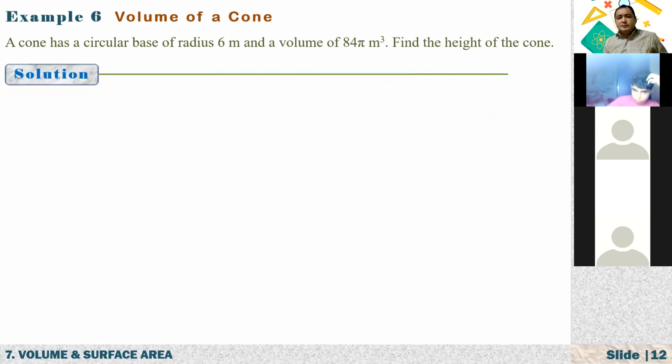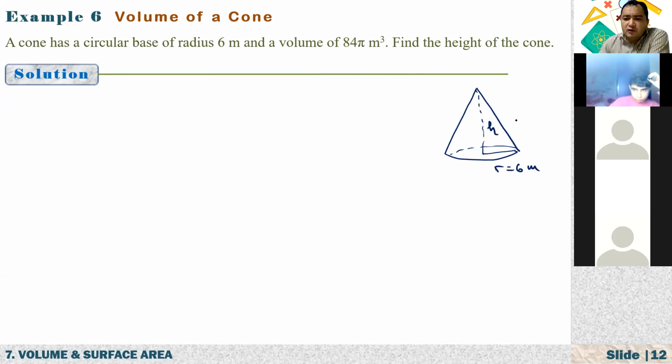Anyway, another example. A cone has a circular base of radius 6 meters and a volume of 84 pi meters cubed. Find the height of the cone. Again, we are talking about a simple cone, but actually it must be a very big cone, maybe the top of a roof. And the radius is 6, so here the radius equals 6 meters. And how about the height? I don't know the height, right? And also the volume is given.